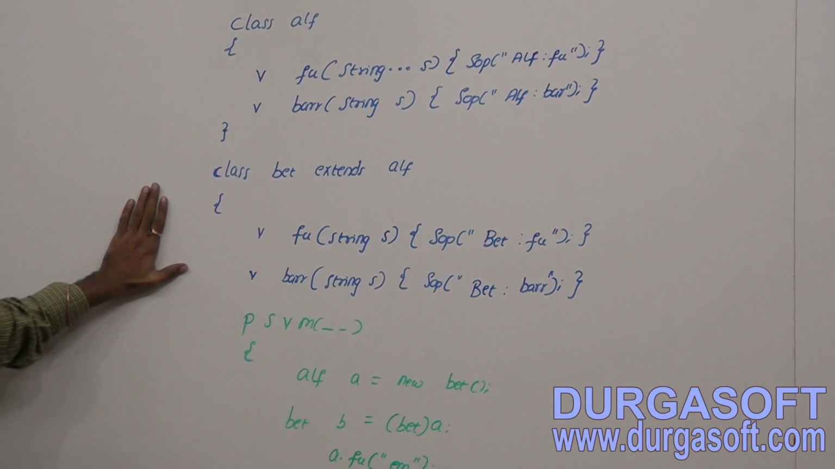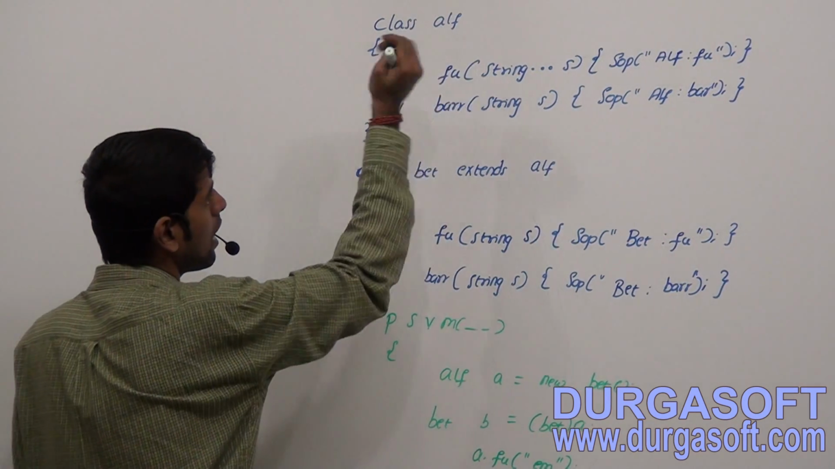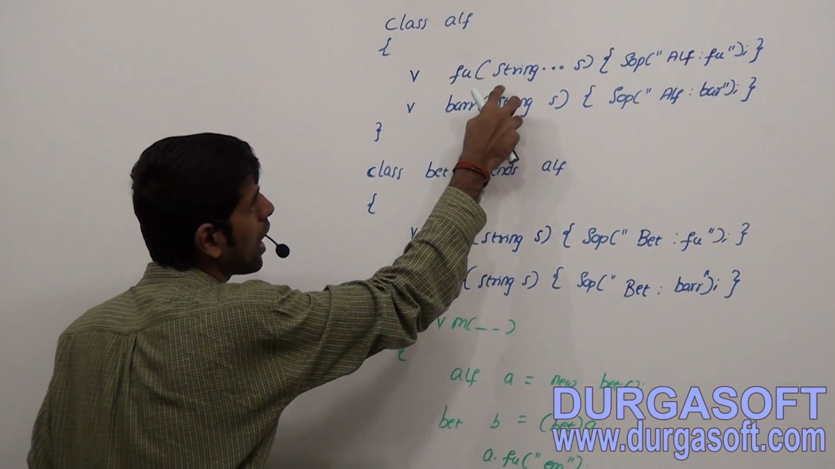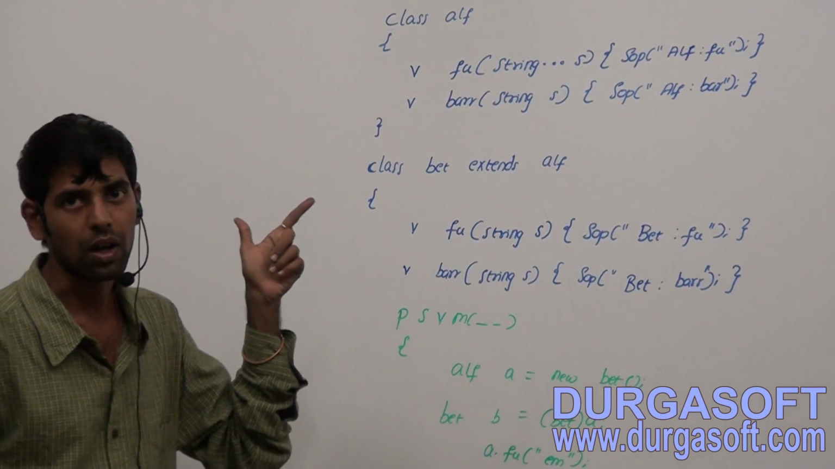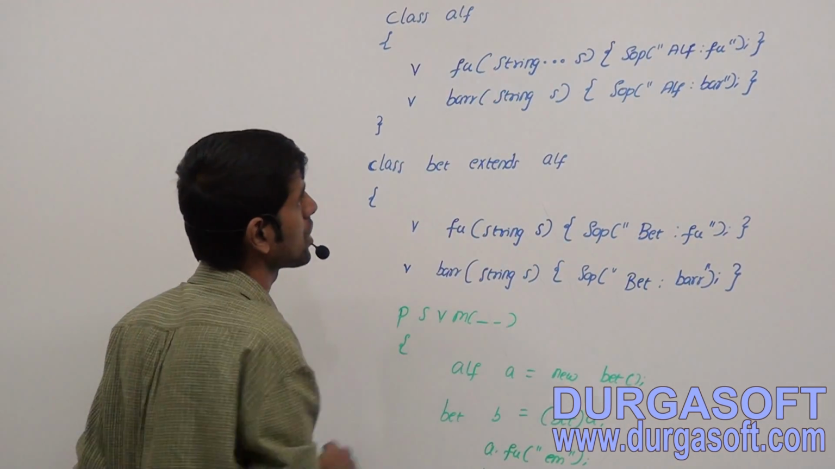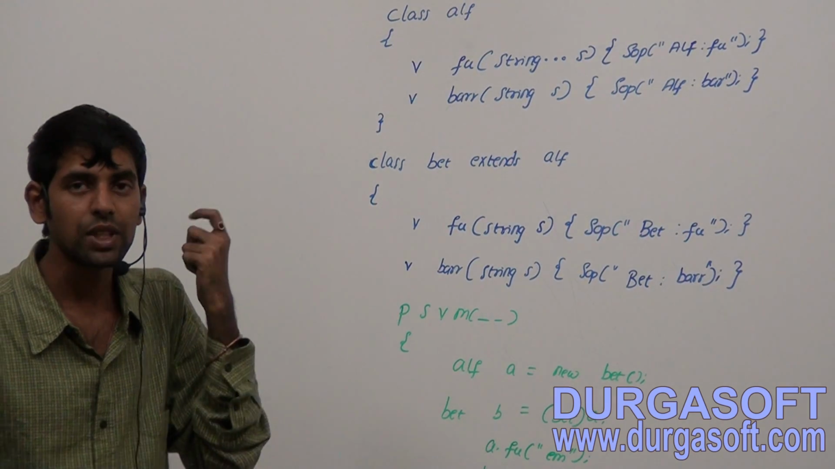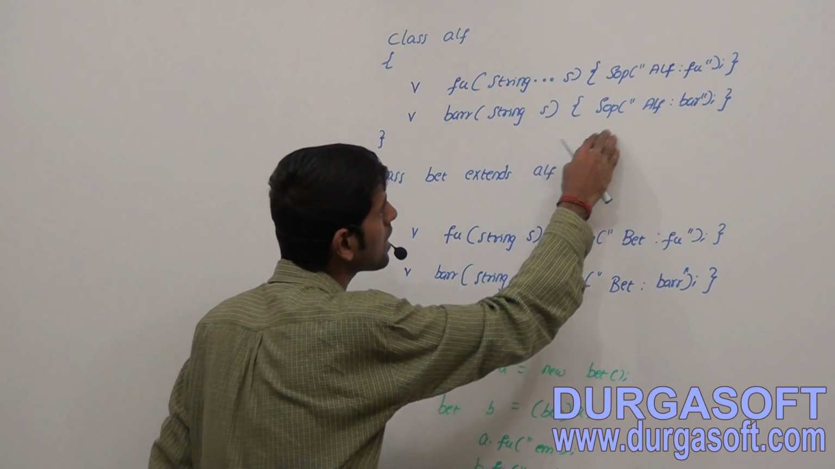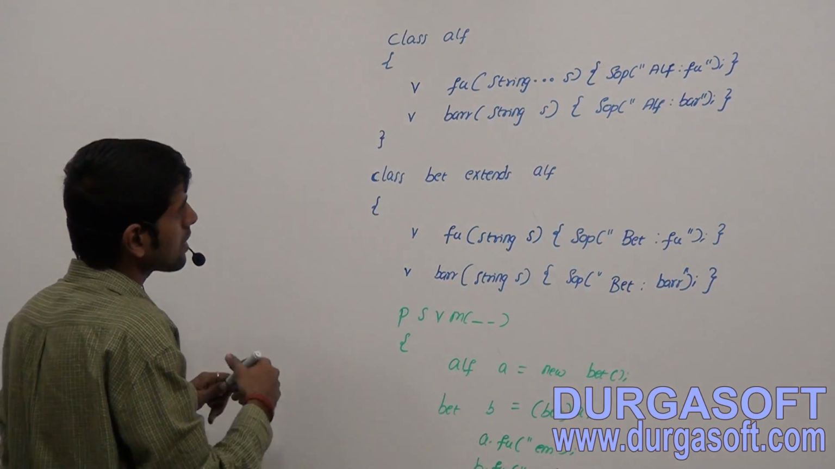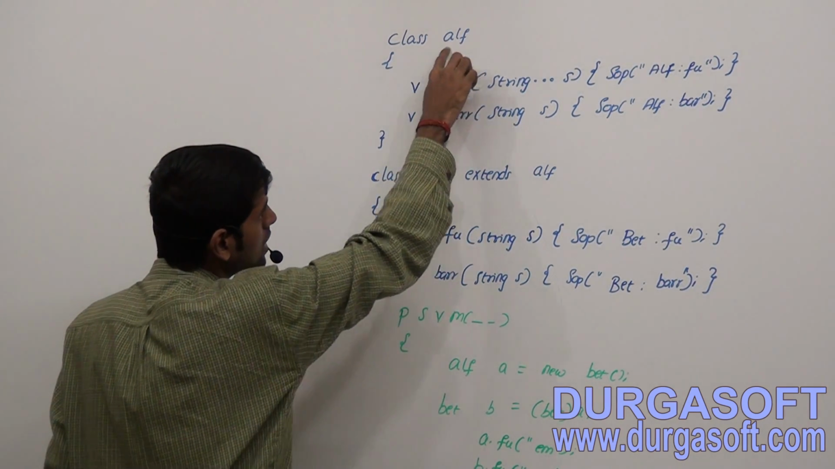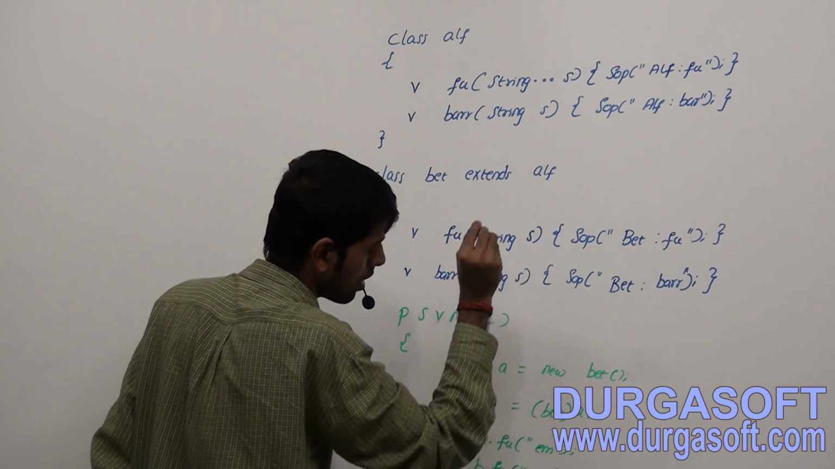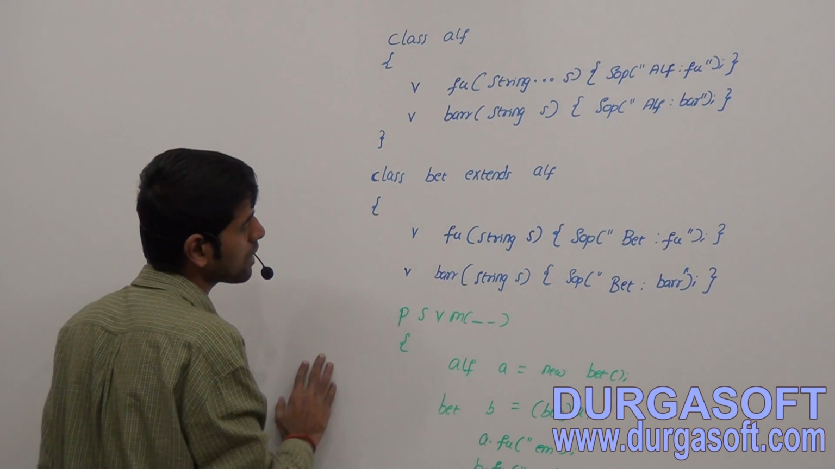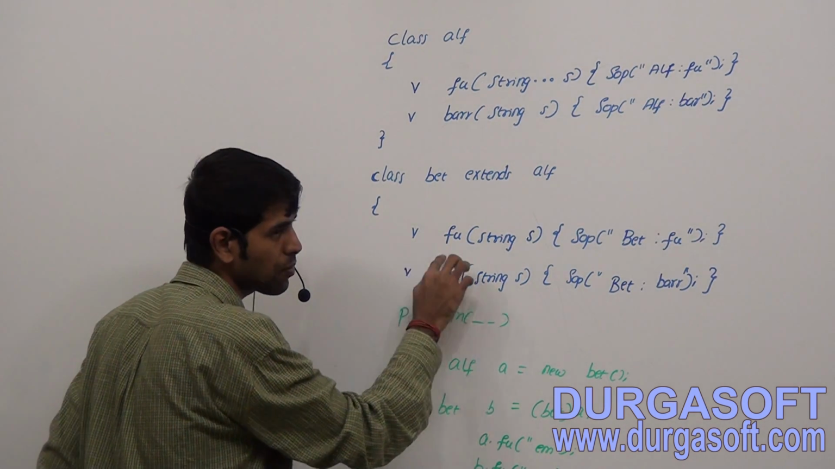Try to observe this example. What is this? Class Alpha, which has two instance methods with the name foo, having argument String varargs. It has some implementation. And this is bar, which is an instance method in class Alpha with an implementation. And Beta is the child of this Alpha because of the extends keyword. Please try to understand this one. And we have one more method here, void foo, which is an instance method.